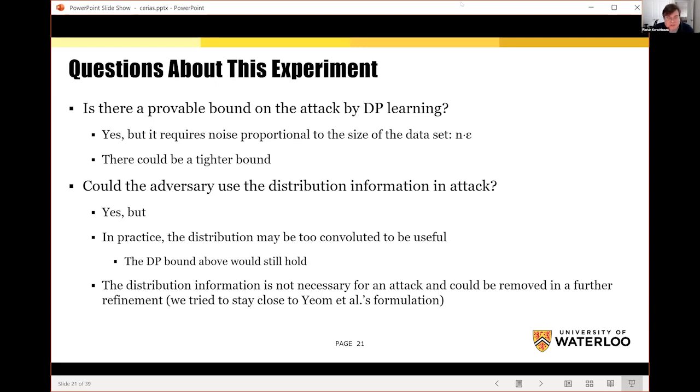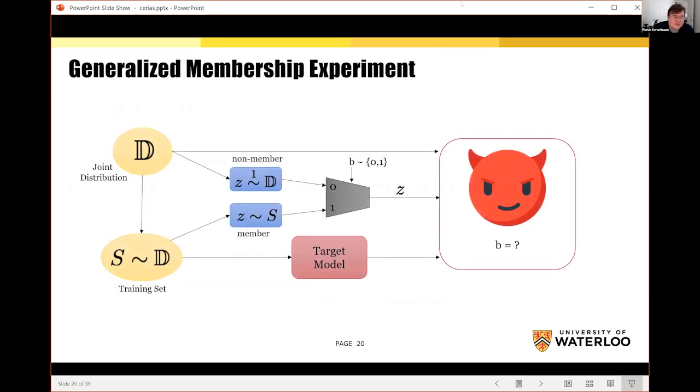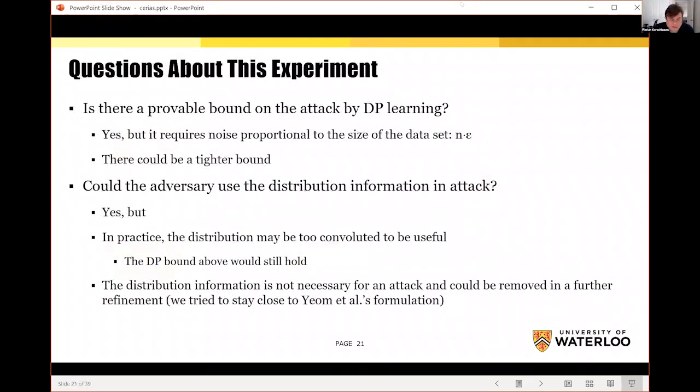Could the adversary use the distribution information in the attack? If we look at this picture again, the adversary is given the distribution information, and the answer is yes, he could. But in practice, this distribution is maybe a little too convoluted to be useful. Marginals can overlap. There are almost infinite marginals in the real world. So this distribution in the real world is rather complex, and a practical attack might not capture that case. Of course, by taking a distribution that you tailor in the lab, you could always exploit the information. However, it's important to understand that this distribution information is not necessary for the attack to be successful. We actually could have removed it, and we only didn't remove it because we tried to stay close to Yeom et al.'s original formulation.